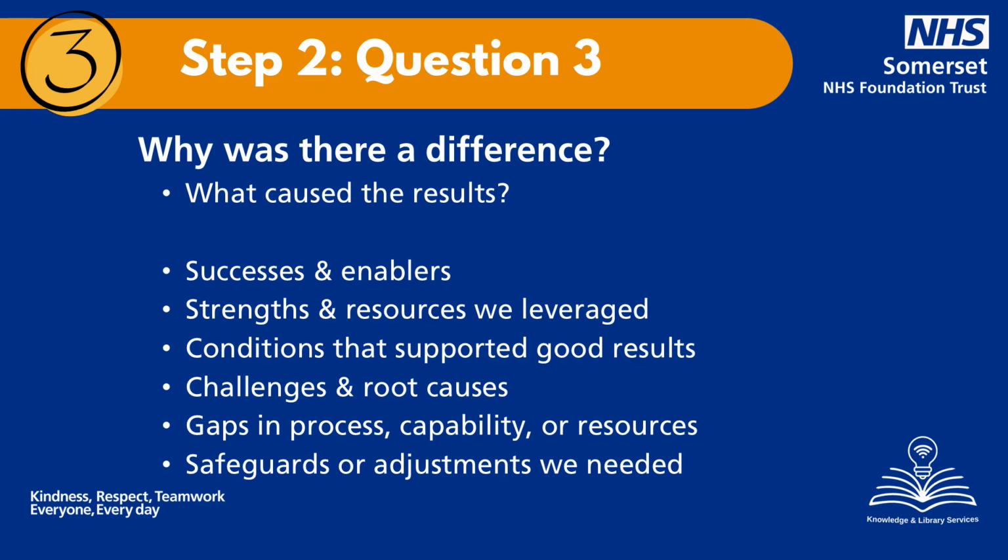This is also where you're going to explore the challenges and their root causes without blame. Were there gaps in the process, capability, or resources? What safeguards, adjustments, or supports would have helped? This is where honest reflection prevents repeat issues next time.